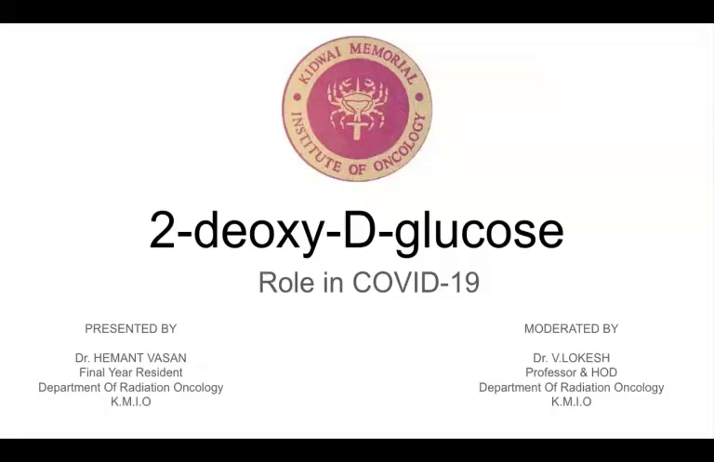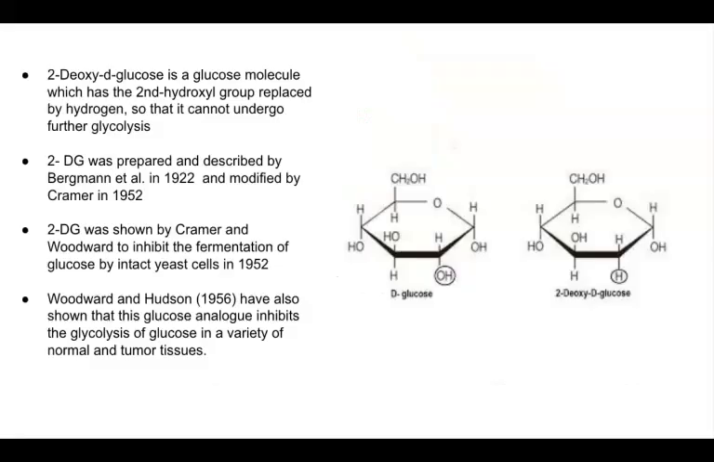Contrary to the popular notion, 2-deoxy-D-glucose is not a new molecule. It has been around for quite some time. In fact, it was developed and modified in the early 1900s. What exactly is 2-deoxy-glucose? 2-deoxy-glucose is a decoy of the actual glucose molecule, where the glucose molecule is tweaked and the second hydroxyl group is replaced by hydrogen.